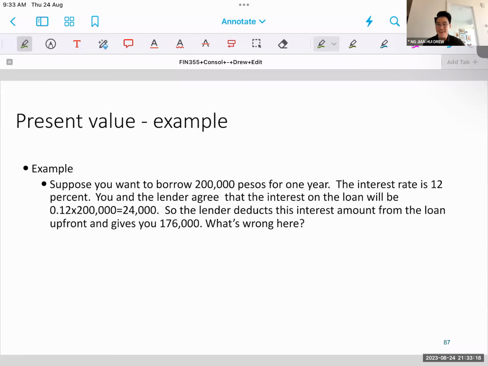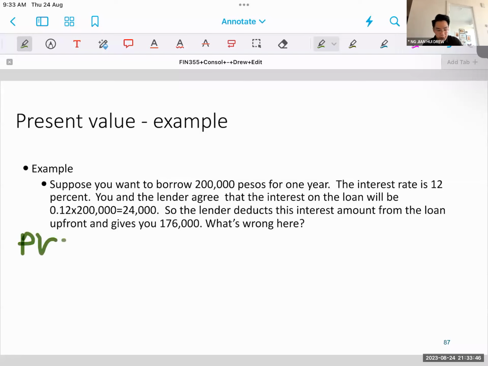Yeah, why upfront? That's good. But actually, this is very common in banks. If any of y'all have started working already and are planning to take a bank loan for your house and stuff, the house maybe not, but other kinds of loans, they actually do this. So house usually is an amortizing loan, so it won't happen. Okay, so why do they deduct upfront? Let's do a calculation.